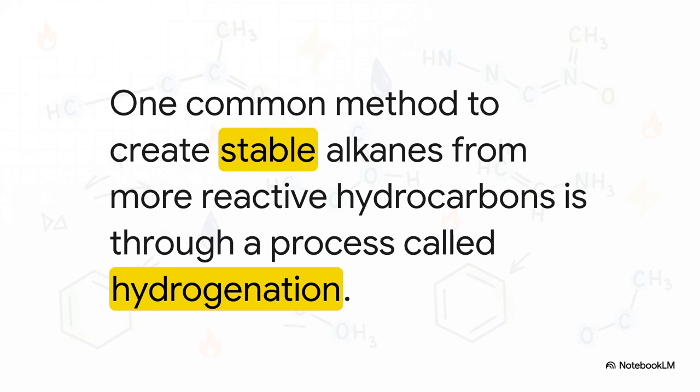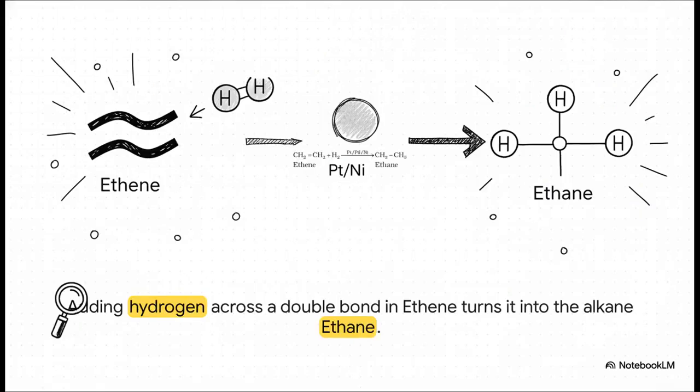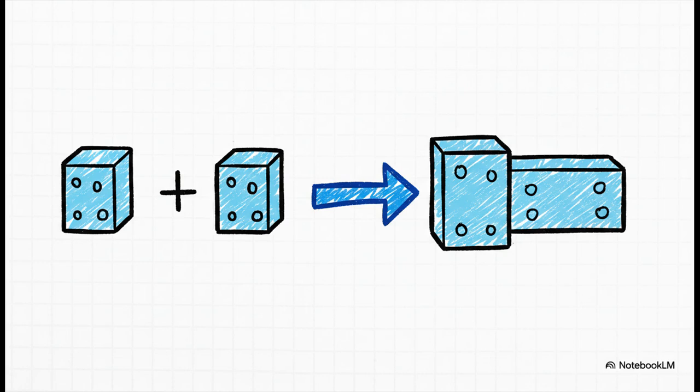But what if you have one of those more reactive hydrocarbons and you want to turn it into a super stable alkane? Well, chemistry has a few tricks up its sleeve for that. One of the most popular methods is a process called hydrogenation. And this image shows it perfectly. You start with something like ethene, which has that reactive double bond. Then you add some hydrogen gas with a catalyst, like platinum or nickel. You see that double bond, it breaks open, the hydrogens jump on, and boom, you've transformed that reactive ethene into stable, saturated ethane.